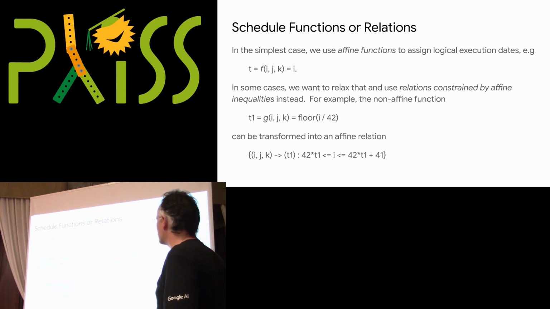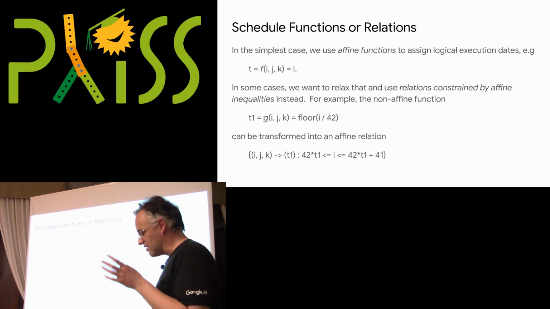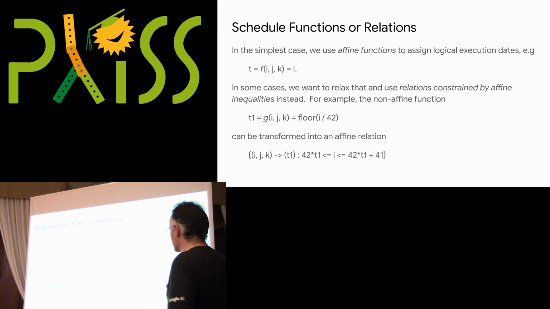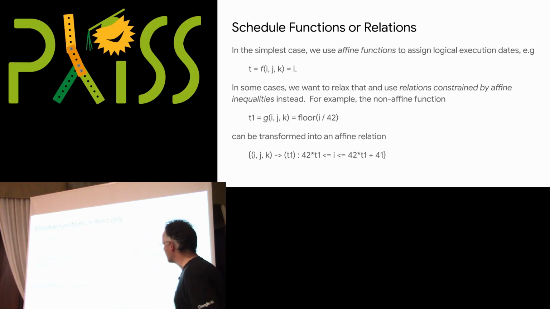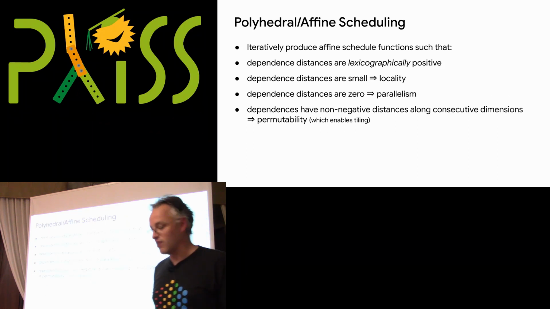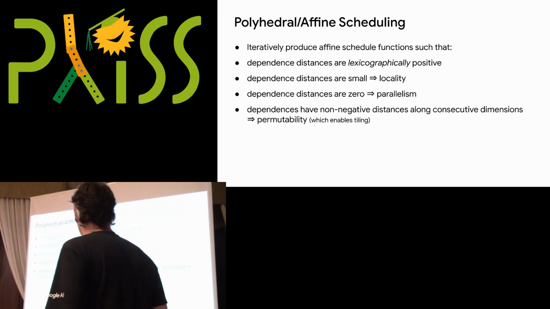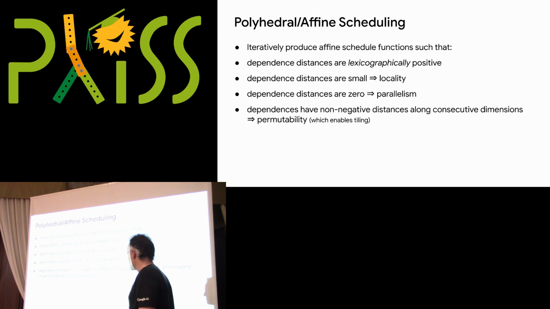Sometimes we want to go a bit beyond that, so we actually encode tiling using integer divisions or modulo operations. So you may actually want to capture relations rather than just functions. But that's just a detail. I'm not going to go into the details on this, but in general, these are not only functions, these are actually relations from iterations to logical dates, just for the record. And the main optimization problem here is solved with the so-called polyhedral affine scheduling algorithm.